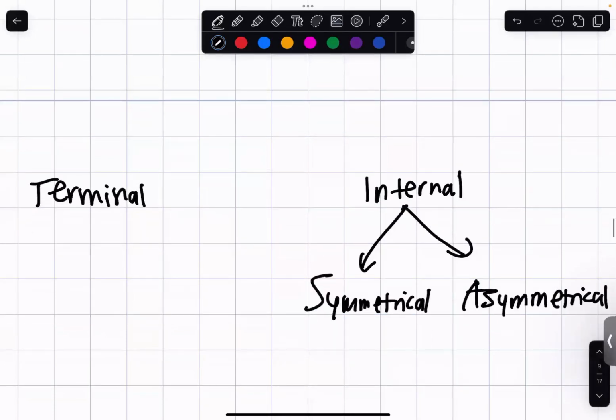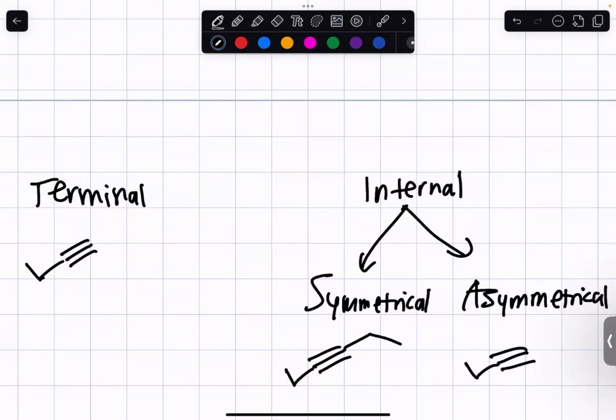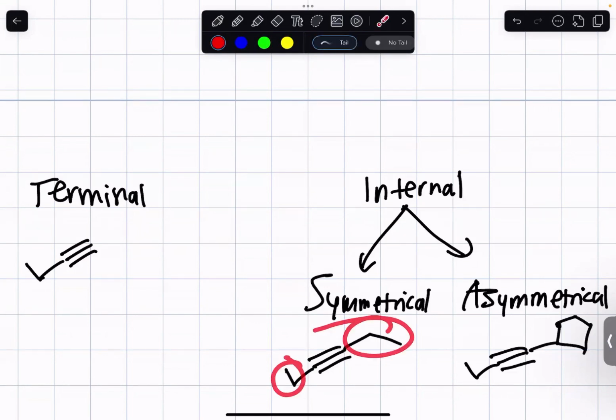Right? So a terminal alkyne would be if the alkyne was at the end. A symmetrical internal alkyne would be if the alkyne was on the inside of the molecule and the R groups are the same. An asymmetrical internal alkyne is if the alkyne is inside of the molecule, but the R groups are different. And this really does matter because it tells you how many unique products you get, right? For these reactions.